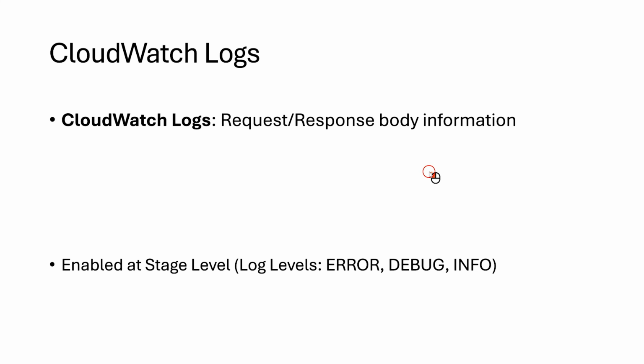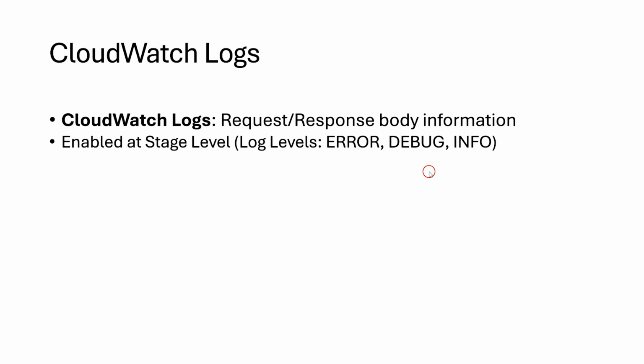And the second point is this logging is enabled at the stage level, and you can choose the log level that suits your needs. For example, error, debug, or info. So for each stage, you can enable it, and you can set log levels like error, debug, and info. Here, debug will give more information when compared to error and info.